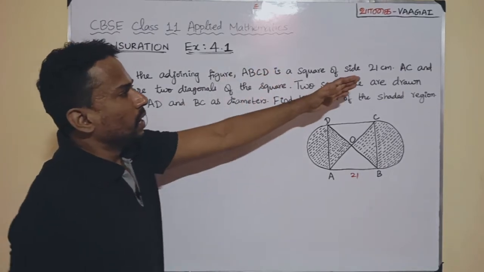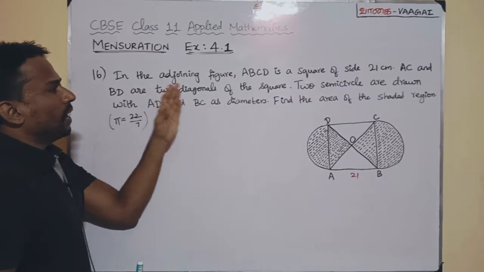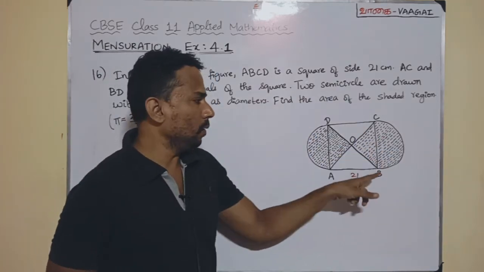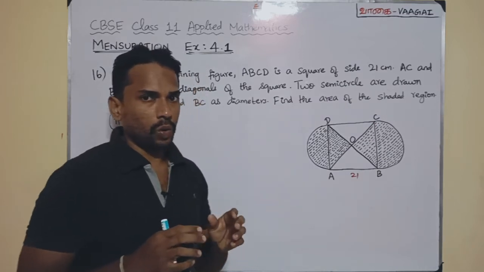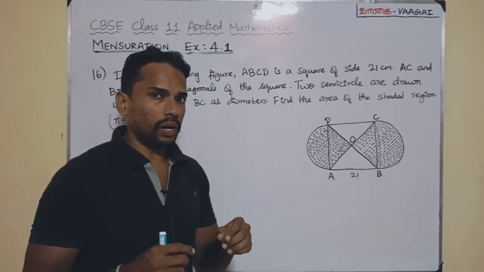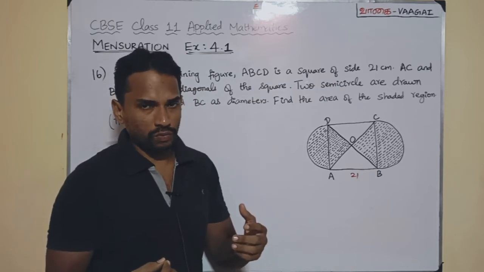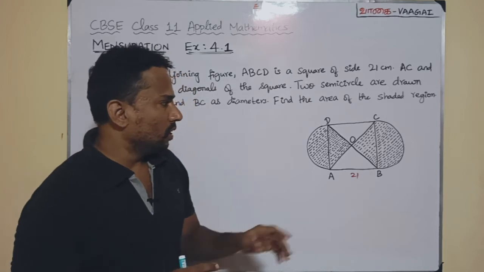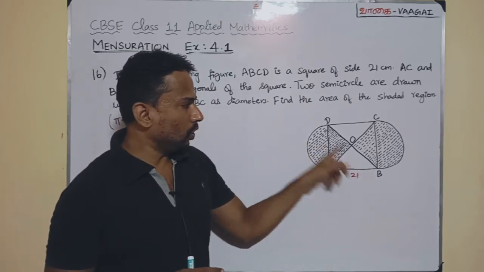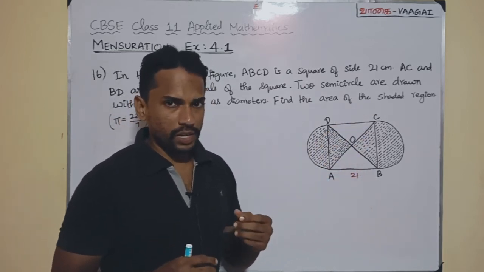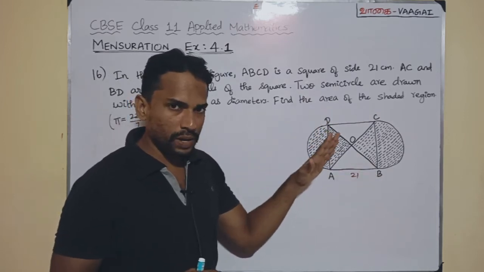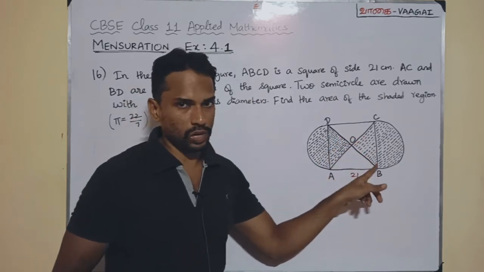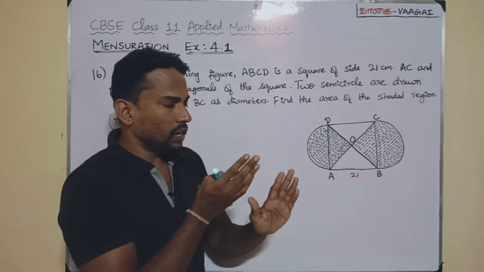Continue the question. AC and BD are two diagonals of the square. So they are forming the two diagonals. AC is a diagonal, BD is another diagonal. Now at this point we need to recall a few important properties of a square. Whenever we have a square and we draw two diagonals, the property is that the two diagonals will be intersecting each other, or cutting each other, at right angles only. Yes, they will be cutting in a perpendicular way.